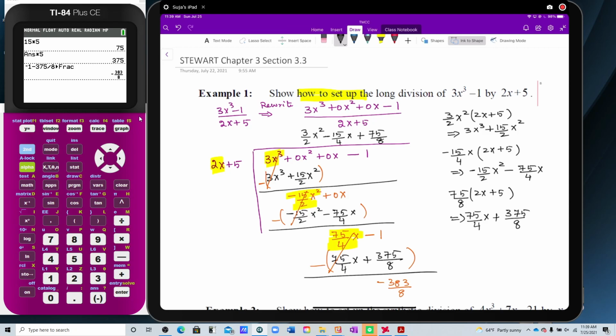Now, in this particular problem, it's not asking you to do this, but I'm showing you so that if you come across a problem where you have to do long division, this is how you do that.